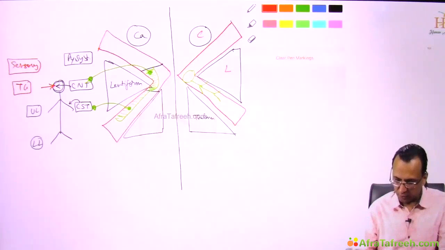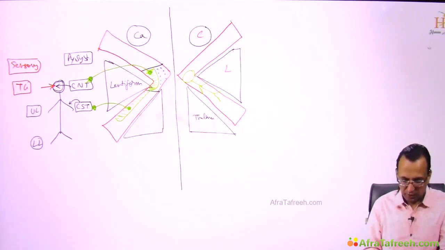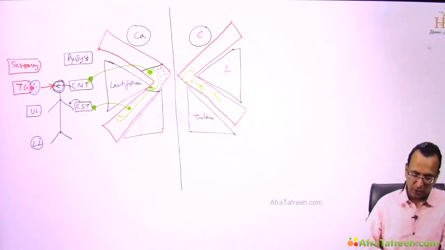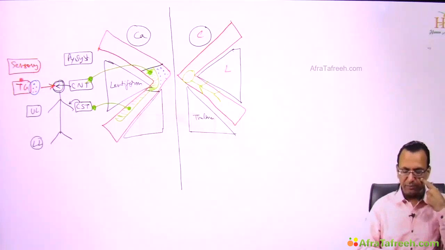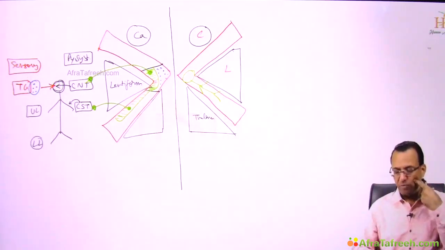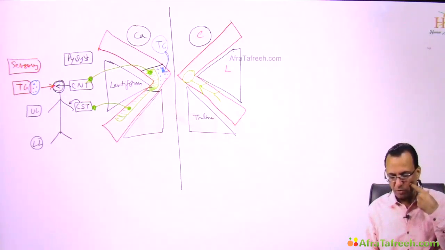Let me show it in blue color, with some dots, because the blue color and dots represent the trigeminal pathway. So you're touching the face now. Which pathway is activated? The trigeminal pathway. And where is the trigeminal pathway passing? The genu, but more medially.